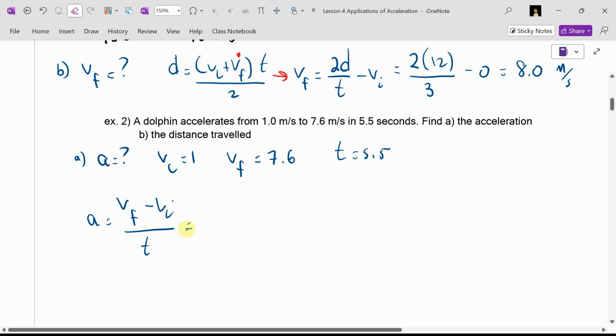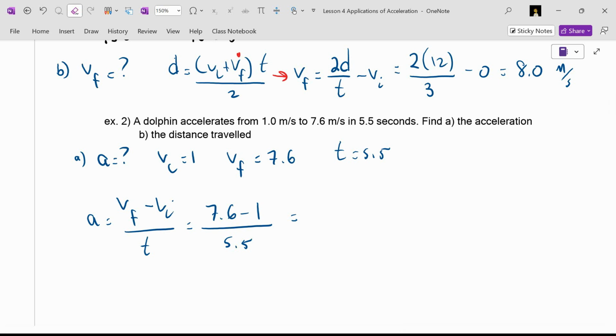It's going to be 7.6 minus 1 divided by 5.5. Is this a fraction? Yeah. Is there more than one thing on the top? Those of you that don't have the fraction button got to put brackets around the top. I can do this in my head. Sure, I can. It's going to be 6.6 divided by 5.5, which is 66 divided by 55, it's going to be 6 divided by 5. Is it 1.2, I think? Yeah.